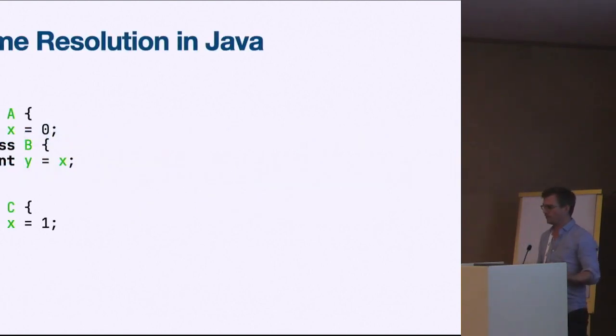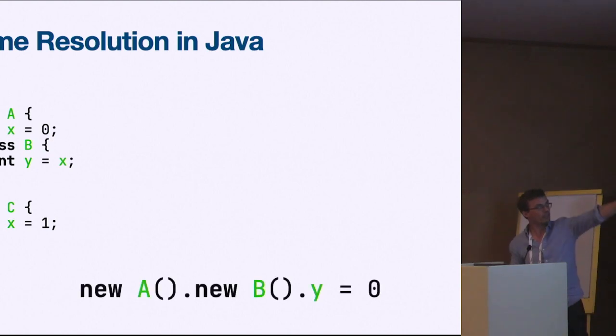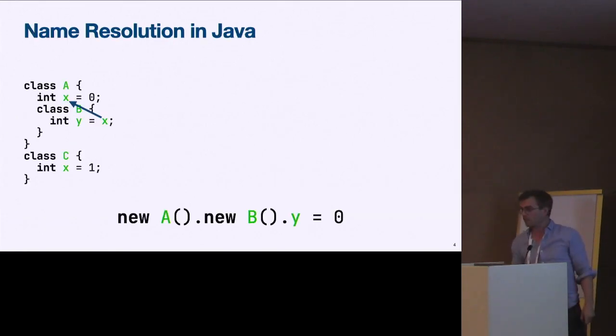To illustrate this fact, here is a Java program. We have a class A and an integer field x, and an inner class B, with a field y that references the x that comes from the lexical context. Then we also have a class C that we're not using yet. When we initialize the inner class here, we are going to get 0 as the result because the x in the inner class references the x in the outer lexical scope.